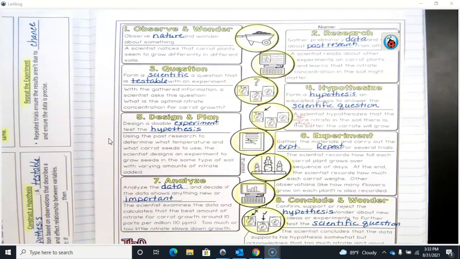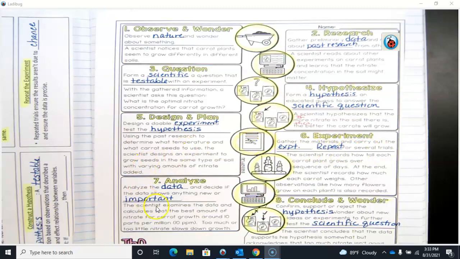You'll then conduct the experiment and repeat it for several trials. The scientist records how tall each carrot plant grows over the sequence of days. At the end, the scientist records how much each carrot weighs. Other observations, like how many flowers grow on each plant, are also recorded.